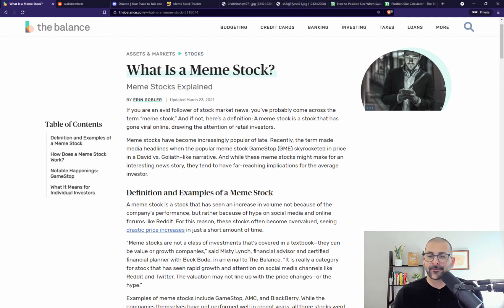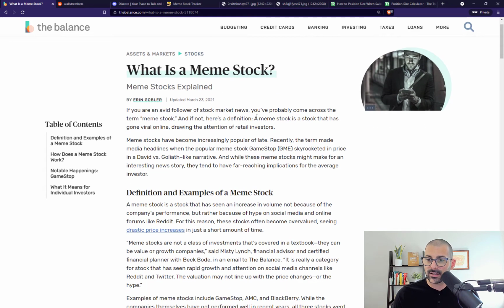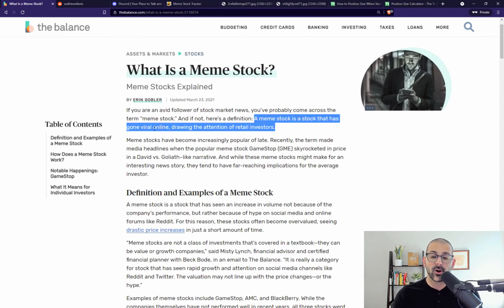So first things first, let's put a definition to meme stocks and try and get on the same page, and then we'll start to dig into more specifics. So I've got thebalance.com, and they have a good one-sentence definition here. So what is a meme stock? A meme stock is a stock that has gone viral online, drawing the attention of retail investors.